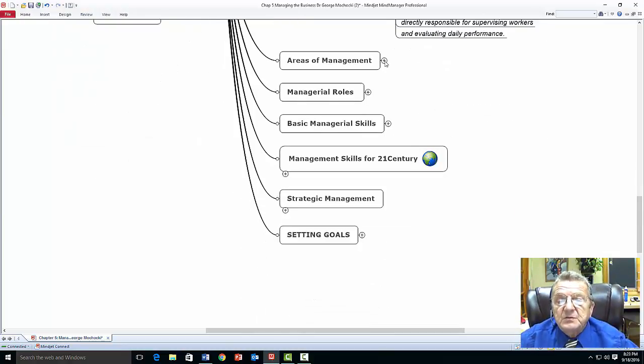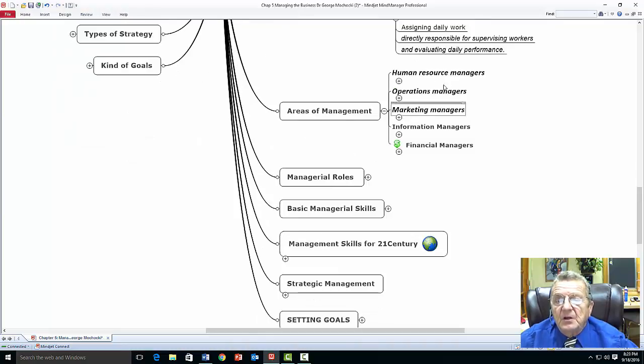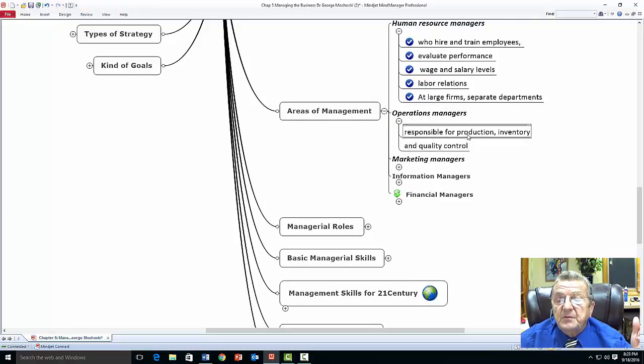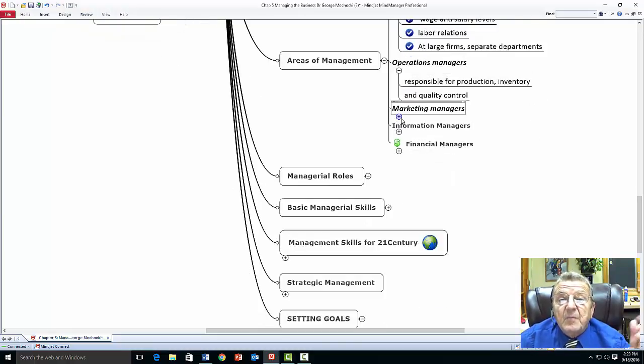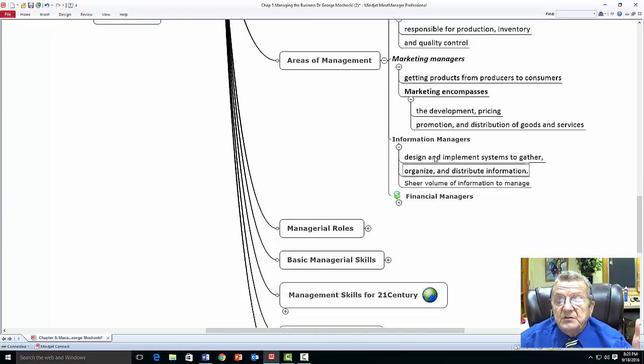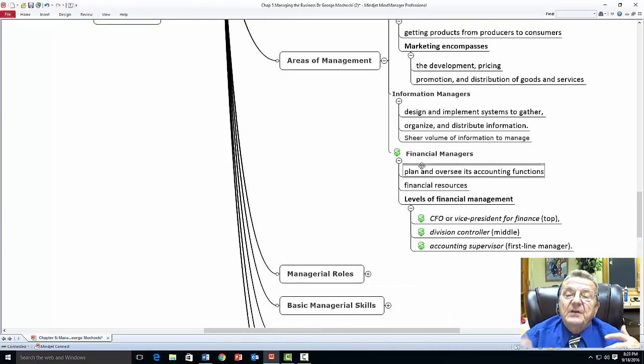Okay, now areas of management, I went a little bit further than I wanted to. You're looking at human resources. They're basically doing the hiring, the firing, wages. You have operations managers responsible for production and inventory. You have marketing managers, developing pricing, promotion. Informational managers design and implement the systems, how they work together, organize, distribute. And then you have financial managers. And you go, wow, this is good for a lot of larger companies or medium companies. But for some small entrepreneur, you are all of this. You know what I mean?